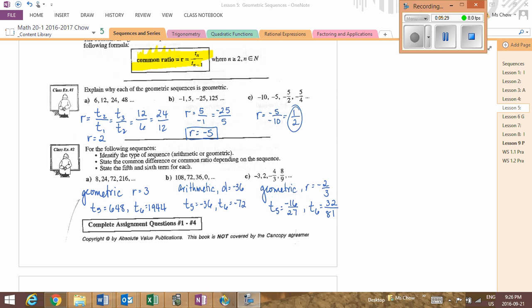For C, it is geometric, and we can find the ratio again by dividing term 3 by term 2, and we can confirm it's negative, positive, so the ratio must be negative, and it is negative 2/3. Term 5 and term 6 we find by multiplying by the common ratio, so term 5 is negative 16/27, and term 6 is positive 32/81. Taking a look at the next page.